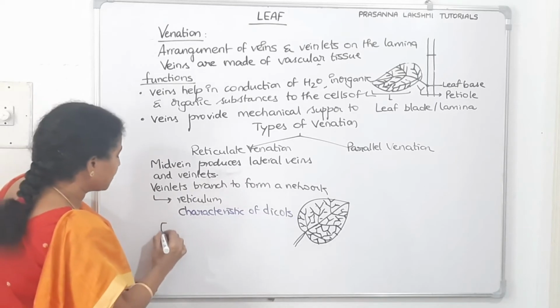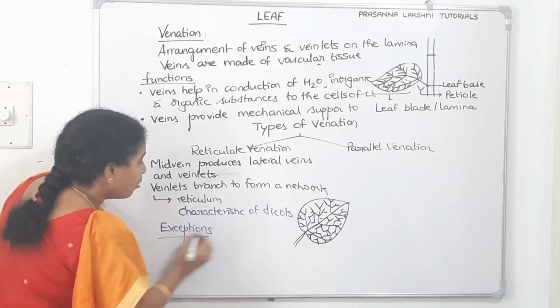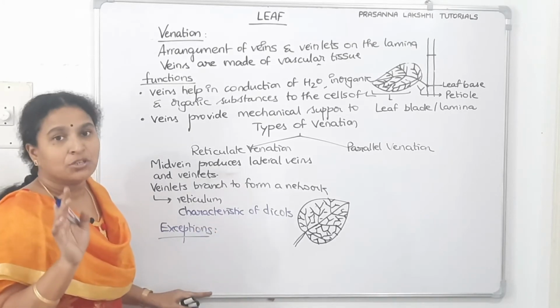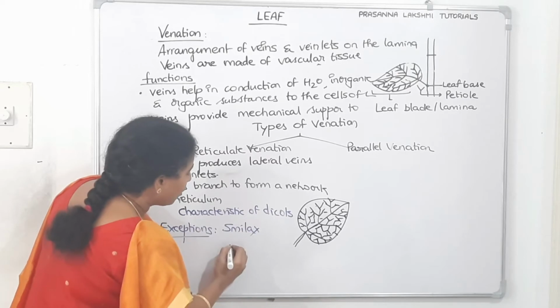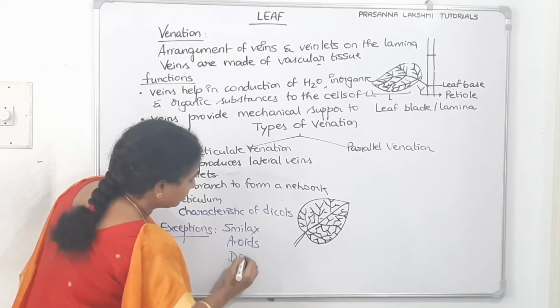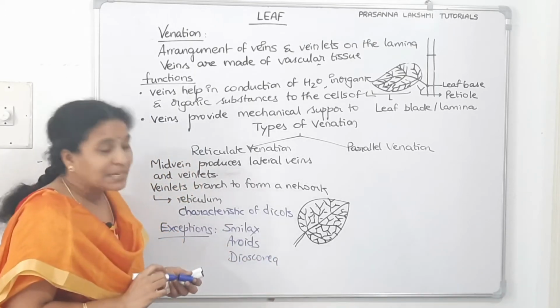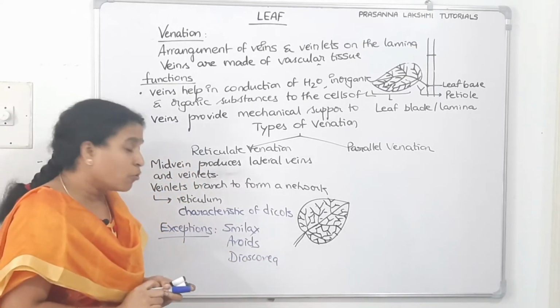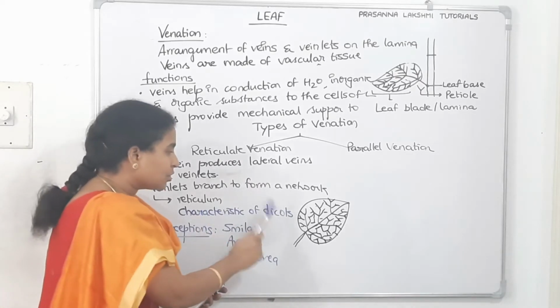Now let us take the exceptions. Exceptions means monocots exhibiting reticulate venation. The examples are smilax, aroids, dioscorea. Now these three plants, smilax, aroids and dioscorea, are monocots but they exhibit reticulate venation. Actually, reticulate venation is a characteristic of dicots.